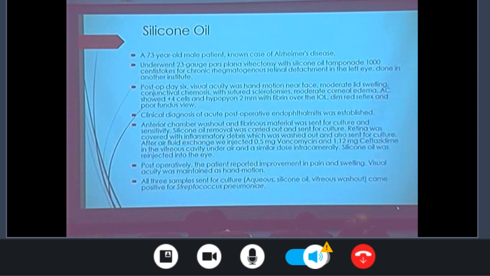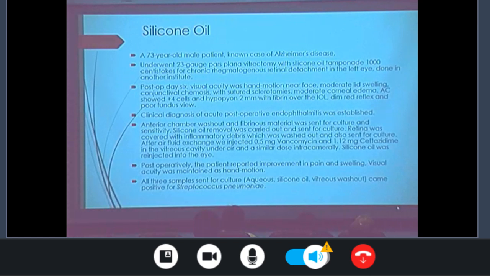Now, recently in our center, we received a case that contributed to our own experience, and soon we're going to report it as well. It's the fourth case with positive silicone oil culture, and this was a 73-year-old male patient, a known case of Alzheimer's, and he underwent pars plana vitrectomy with silicone oil tamponade for a chronic inferior retinal detachment at another center. On his 6th day postoperative, he went to his primary doctor, and he was referred to our hospital because he had developed signs of endophthalmitis.